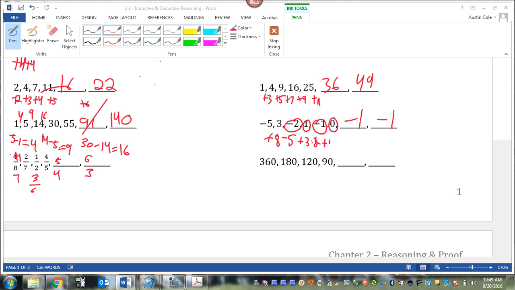Okay, so who has an idea on this one? Raise your hand if you and your partner think you got it. I won't call on this. 360 divided by 180 is 2, and then 360 divided by 120 is 3, and then 360 divided by 90 is 4.